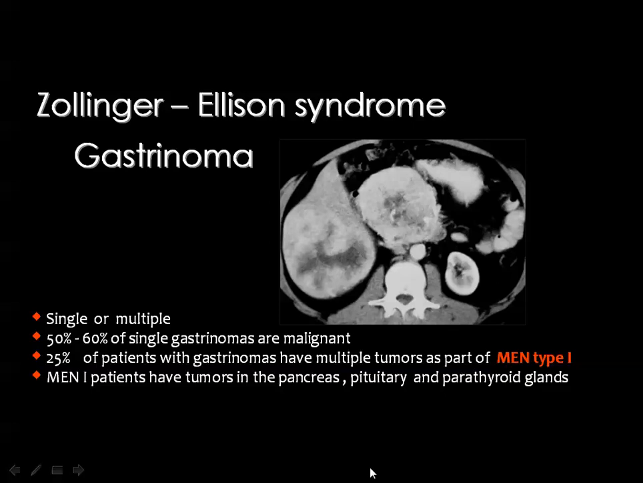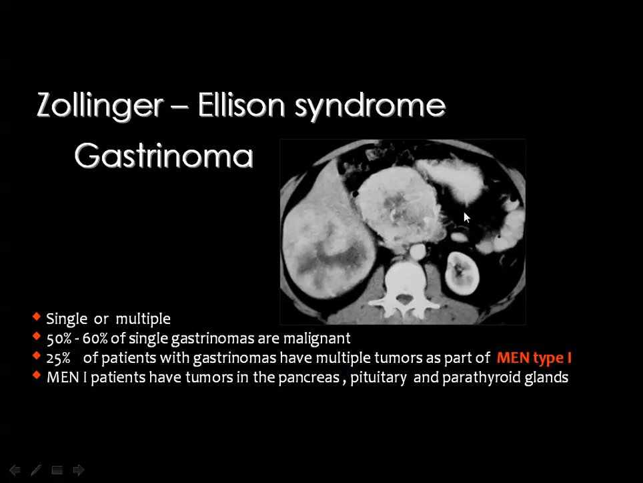Then gastrinoma is a non-beta cell islet tumor of the pancreas, and it may be single or multiple. And single gastrinomas are usually malignant in about 50 to 60% of cases, and 25% of patients have gastrinomas that are multiple, and this is considered a part of the multiple endocrine neoplasia syndrome type 1. And in this MEN syndrome, the patient may have tumors also in the pituitary gland as well as in the parathyroids.